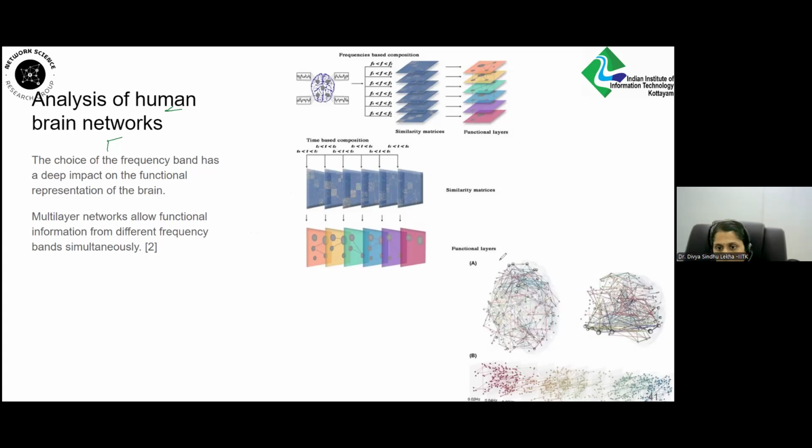Okay, so that is essentially shown here. You can see the functional connections in different frequency bands. The same set of nodes, the regions, are the same, but in different frequencies the correlation between regions differs. In this example it is more clear: different colors are different layers, different frequency bands, and for the same set of nodes you have different interactions between the nodes in each layer. So here multi-layer networks allow functional information from different frequency bands to be studied simultaneously. This is one particular application of multi-layer networks.